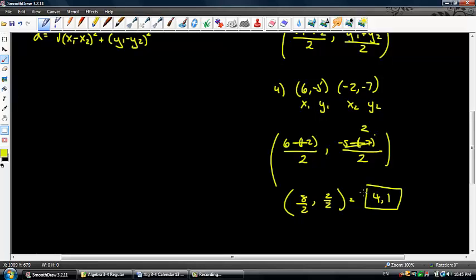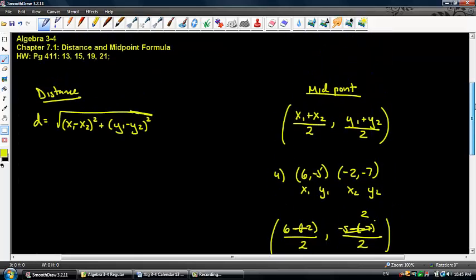All right, that just about does it. Please remember your homework. You only have 4 problems from this section. We're going to do midpoint and distance formula more in the next section, which is circles.